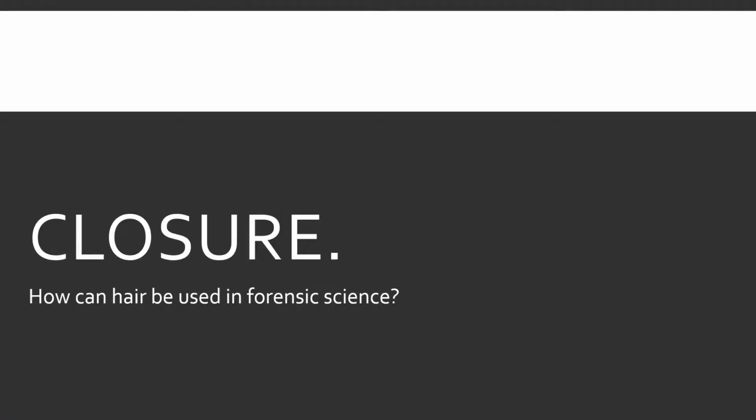Okay, so closure. How can hair be used in forensic science? Think about the different parts of hair and how they can play a role in forensic science. Also think about what hair can tell us about the victim or victims, what it can tell us about the suspect or suspects, and anything else like that, and that will help you answer your questions.